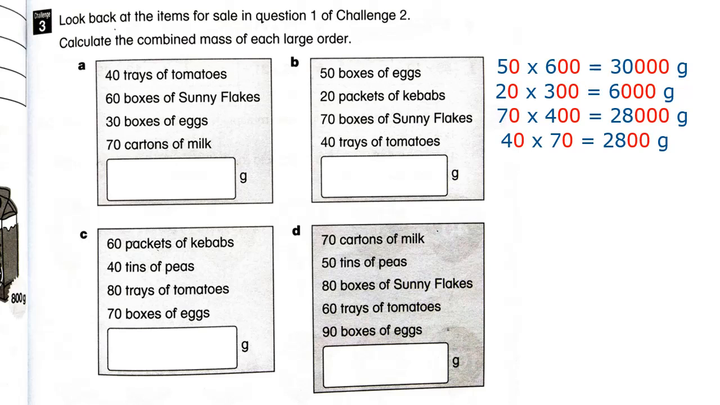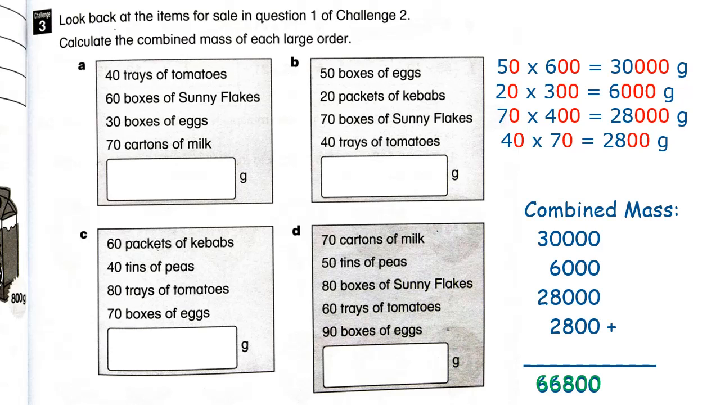Now let's calculate the combined mass. I'm going to add 30,000 to 6,000 to 28,000 to 2,800, and the answer is going to be 66,800 grams.